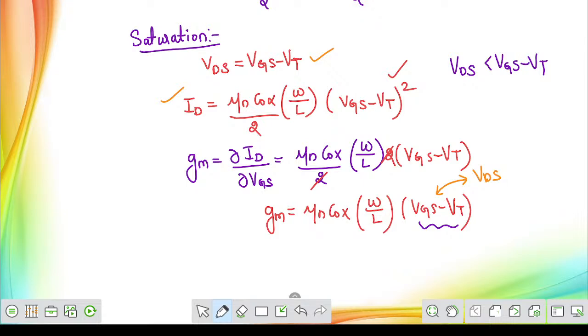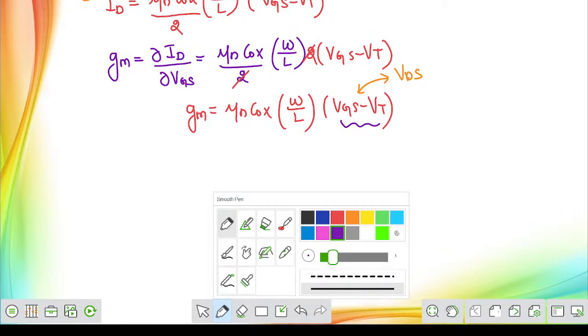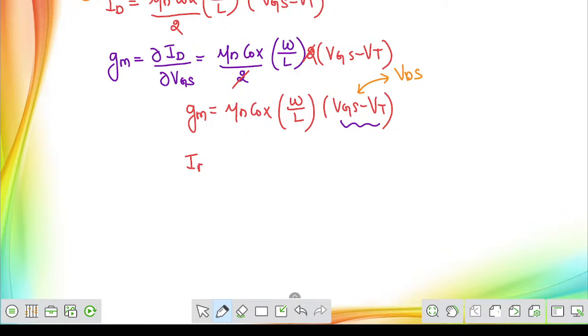Now, if you are re-observing it again, one more time I will tell you, one more way. What we saw here is that we know the drain current in the saturation region can be written as mu n C ox W by L upon 2.